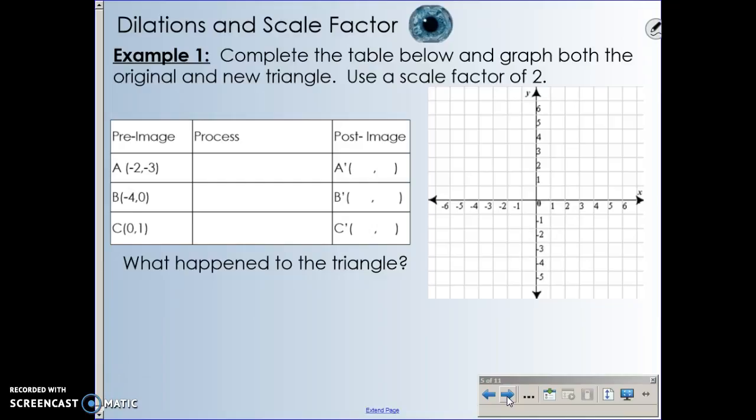So in this one we have A is -2, -3. My scale factor, it tells me, is 2, which means all of my numbers have to be doubled essentially. So -2 times 2, -3 times 2, because those are my original points. My scale factor is 2. A prime, that's this little apostrophe, we say prime for that, is now -4, -6.